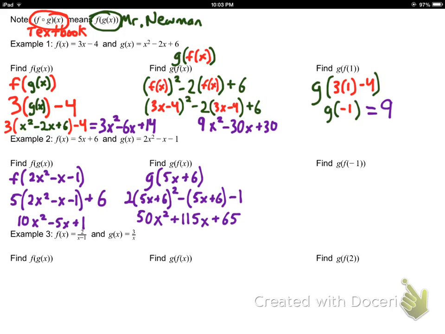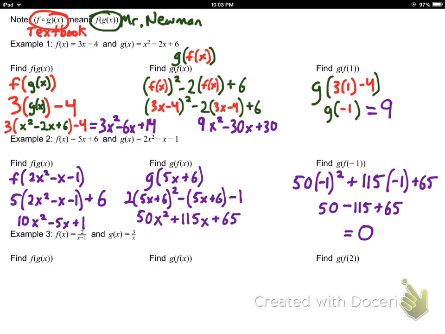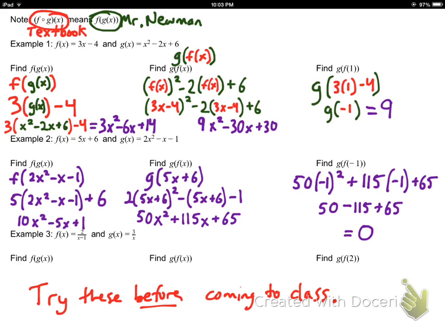For the third example, I am going to do it the other way I talked about. I'm just going to take -1 and plug it into what I just got, that equation. If I already did a bunch of work, why waste that work? Just use it. And in this example, funnily enough, you get exactly 0. Alright, try those last 3 on your own, and do those before coming to class so we have something to talk about.